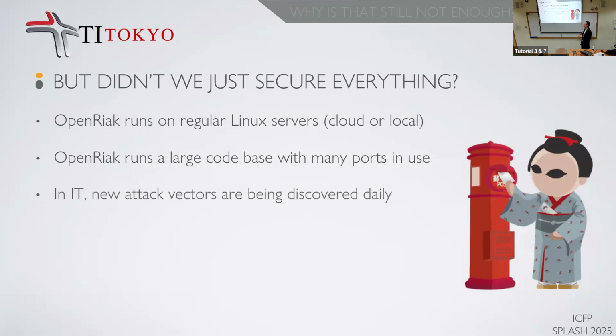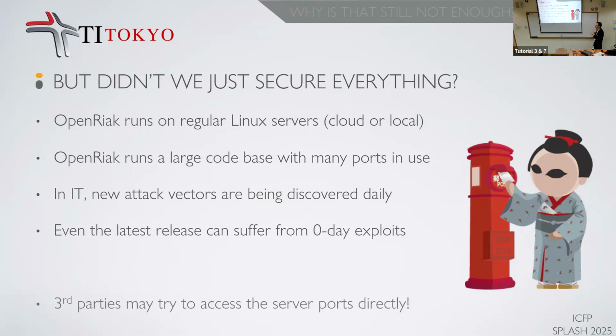So in IT, new attack vectors are being discovered daily. Zero-day exploits happen, even in our latest release, which was actually two days ago, although we haven't finished the packages yet, so you'll see that in the next couple of days. But third parties may try to access the server ports directly. Maybe they found a new hack, maybe they found something else, we don't know. And we can't really secure against stuff we don't know about because it's hard.